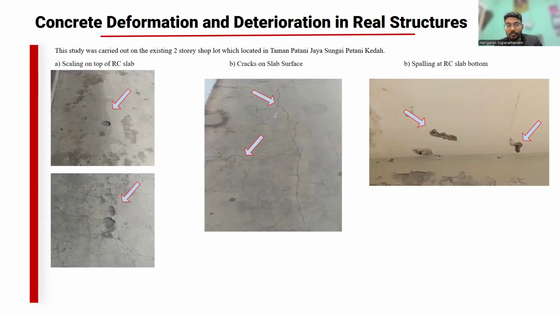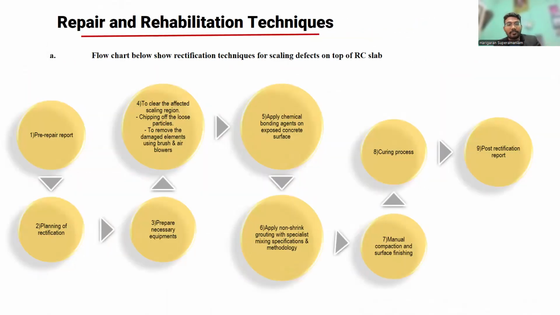Okay, so we move on. How are we going to repair it? First of all, the first defect, which is the scaling defect on the top of the RC slab. First, we have to do a repair report. We have to identify what the issue is and how to repair it. Second, planning of the rectification. Third, prepare the necessary equipment together with the PPE, personal protective equipment.